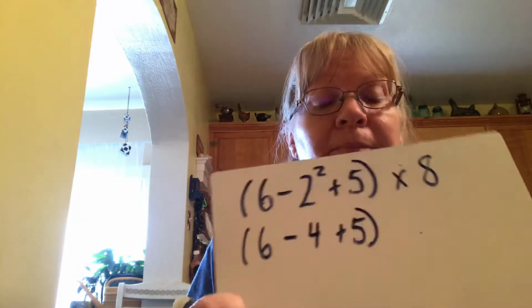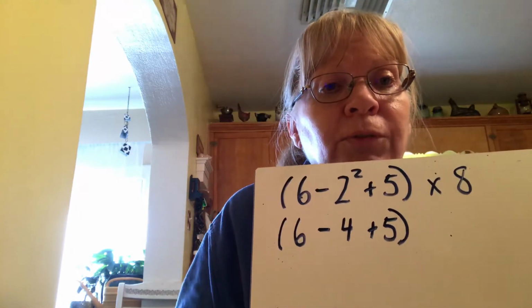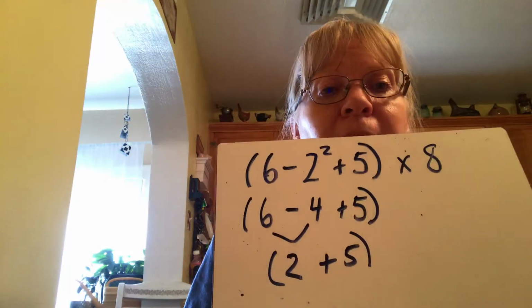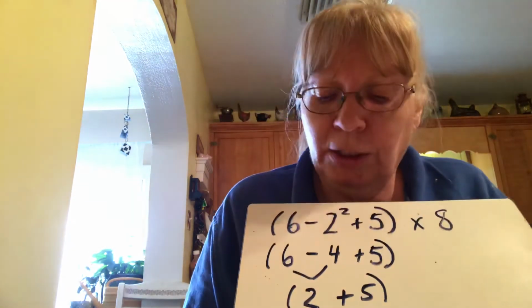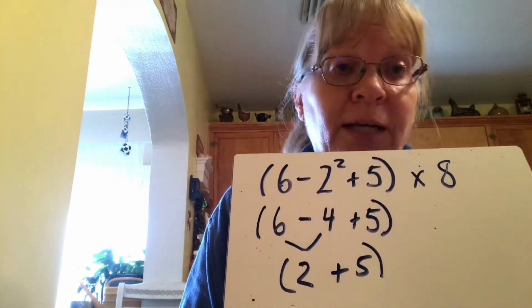So I'm going to rewrite this. I'm going to have 6 minus 4 plus 5, and that's what we're going to do first, okay? So 6 minus 4 is 2. So then that becomes 2 plus 5, okay? So 2 plus 5 is 7.